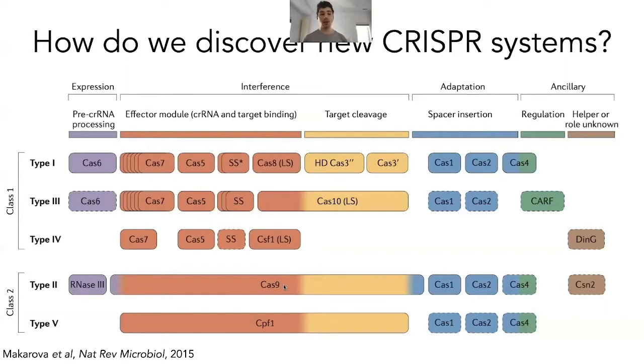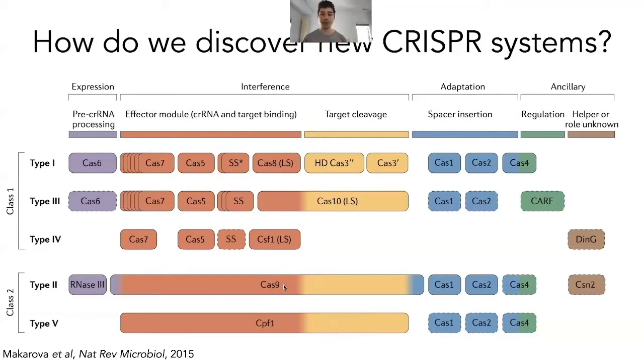These proteins are a single protein, and these single effector systems actually are much easier to co-opt for taking from their bacterial or archaeal context into a mammalian cell, which is why they're so commonly used as tools. So today the question is, how to discover new single effector systems.